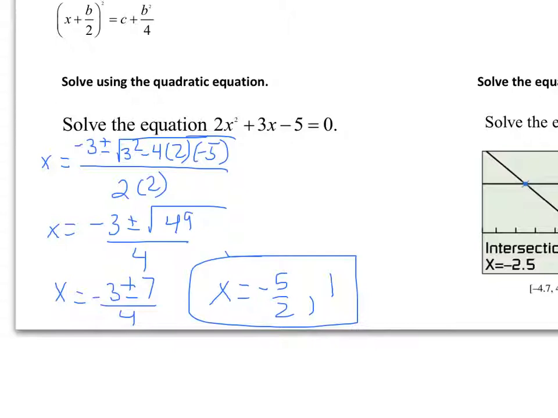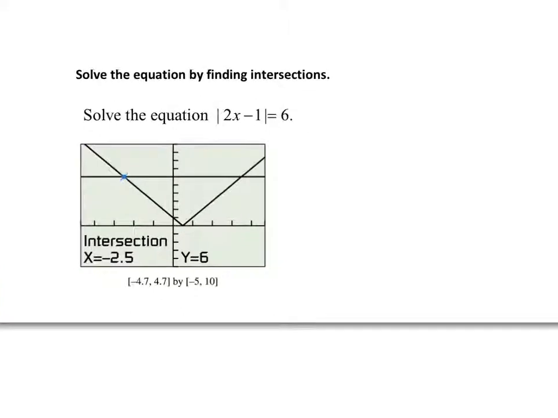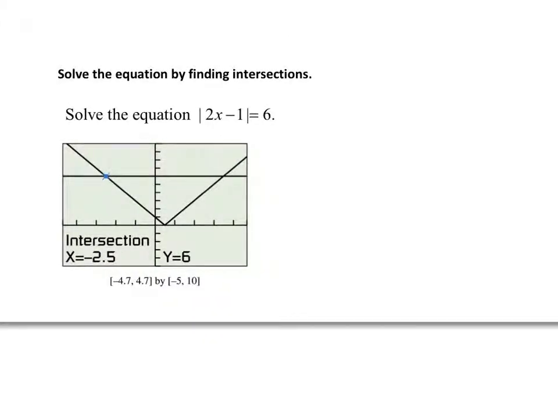Alright, let's look at another example. It says solve the equation by finding the intersections. Okay, so I'm going to go over another way of doing this as well, but graph them. Graph the absolute value of 2x minus 1, and you graph y equals 6. So you graph these two equations, find out where they intersect, here and here. Those look like both decimals, or what you can do is this.